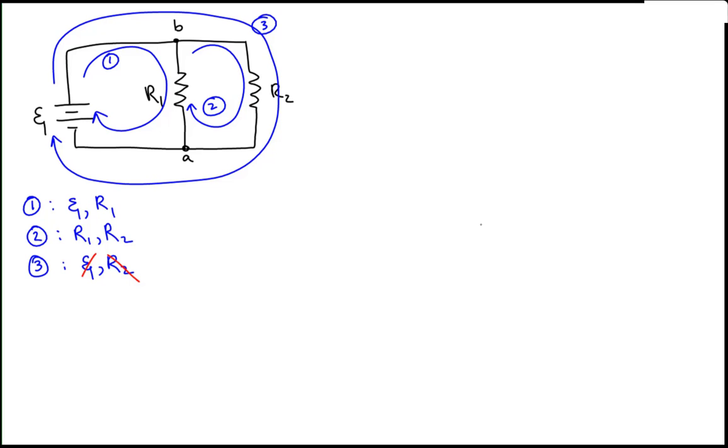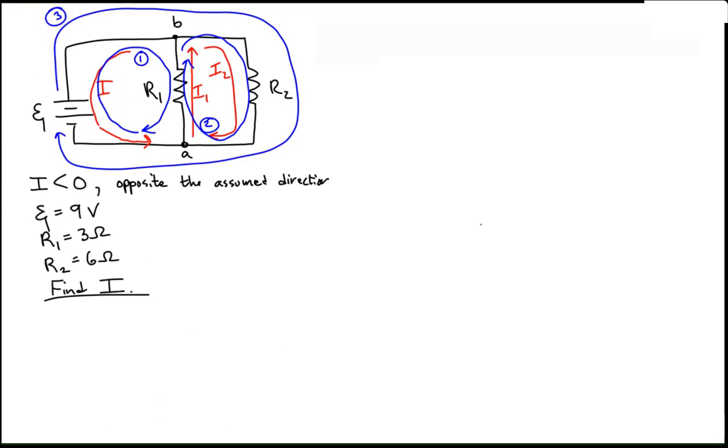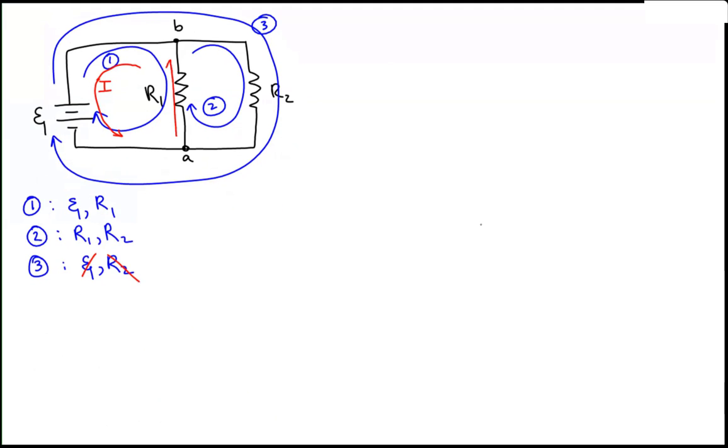Okay, so we said we are going to find current I. So let me re-add current I to our picture. I chose to be contrary. I chose to say current I is going in that direction. And then I think I said current 1 is going up. So current 1 is going like this, and current 2 is going like this.